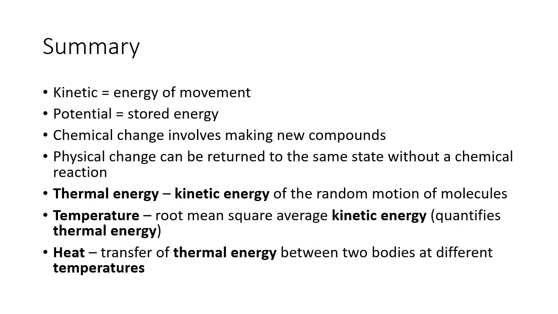To summarize, kinetic energy is the energy of movement. Potential energy is stored energy. A chemical change involves making new compounds, whereas a physical change can be returned to the same state without chemical reaction. Thermal energy is the kinetic energy of the random motion of molecules. Temperature is the root mean square average of kinetic energy, and it quantifies thermal energy. So high temperature means more kinetic energy, low temperature means less kinetic energy. And finally, heat is the transfer of thermal energy between two bodies at different temperatures. So when you heat something up, you are transferring energy.